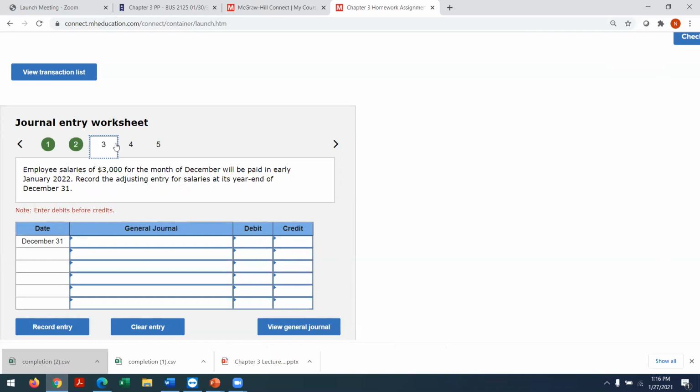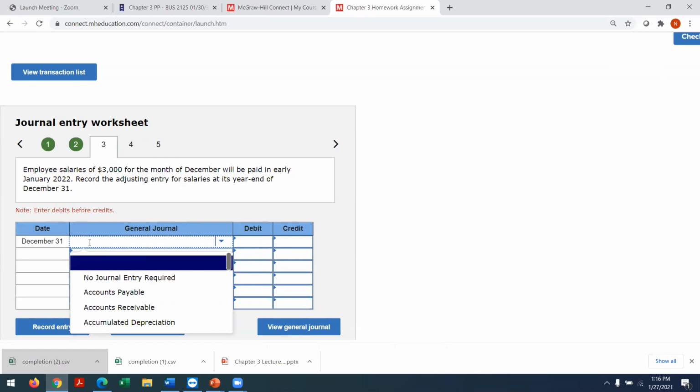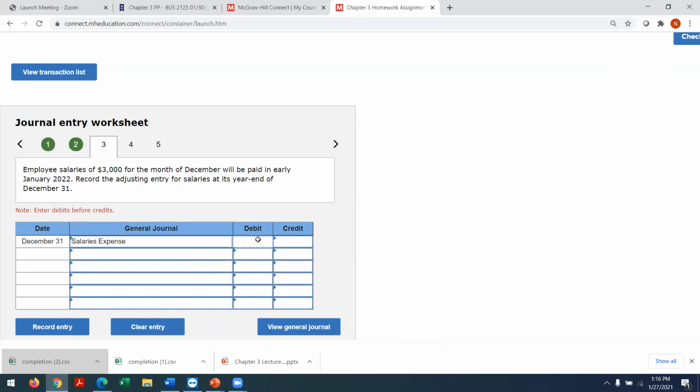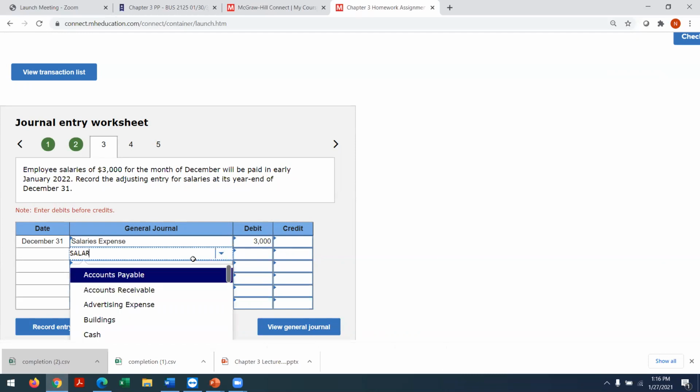Employee salaries of $3,000 for the month of December will be paid in early January. Record the adjusting entry for salaries at its year end of December 31st. Debit salaries expense. What's our credit? Salaries payable. Excellent.